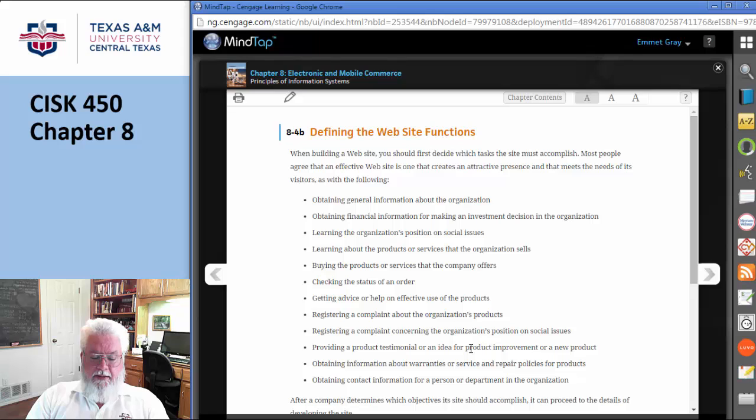So you need to know your website basically has to be attractive. It has to understand the needs of the customer. If you don't know what the needs of the customer are, you're not likely to meet them. And then, of course, there may be some redefining of some existing things.